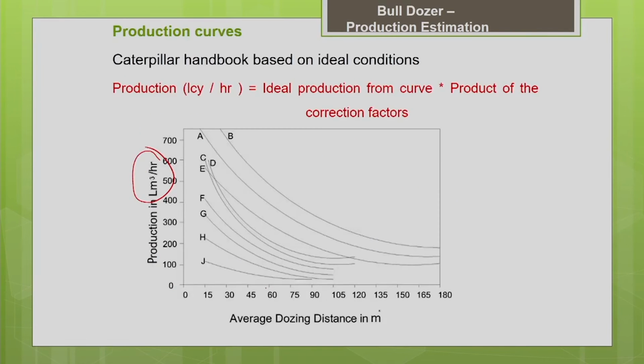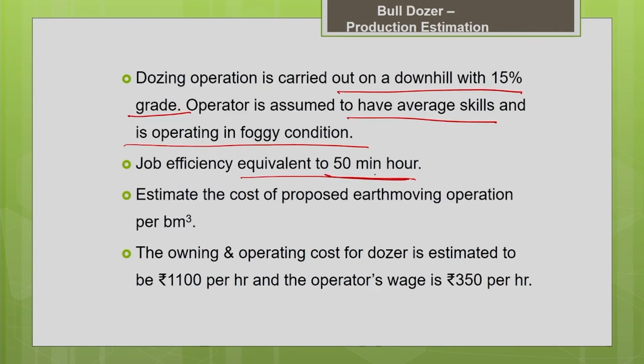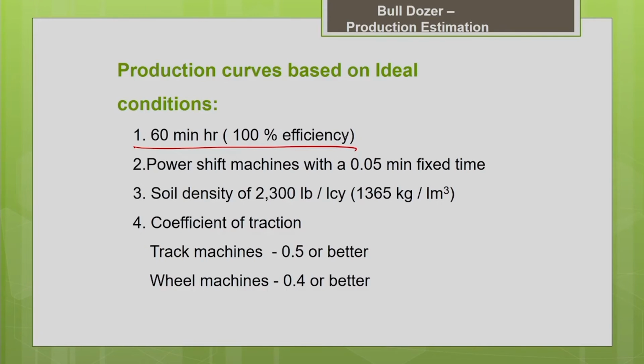I hope you remember, these curves are valid only for ideal conditions, that is a 60 minute hour. But in this problem, the machine is working for 50 minutes an hour, so you are supposed to apply the job efficiency correction factor accordingly. This curve is applicable for power shift mode, automatic gear change. In this problem also you have the automatic gear change, so no need to apply the correction factor.